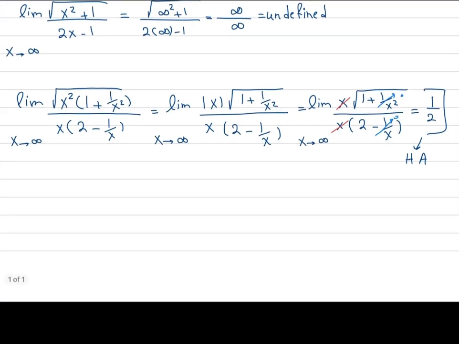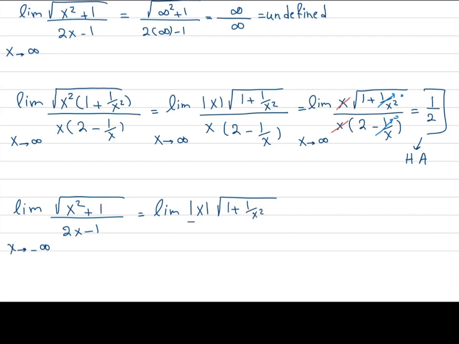Now, another limit you have to find is the limit of the square root of x squared plus 1 divided by 2x minus 1 as x approaches minus infinity. So again, if you substitute infinity, the answer is going to be infinity over infinity, which is undefined. So I'm going to factor x squared from under the square root. Everything is going to be similar to the previous step. But when you get to this point where you have the limit of the absolute value of x, square root of 1 plus 1 over x squared, over x times 2 minus 1 over x as x approaches minus infinity.